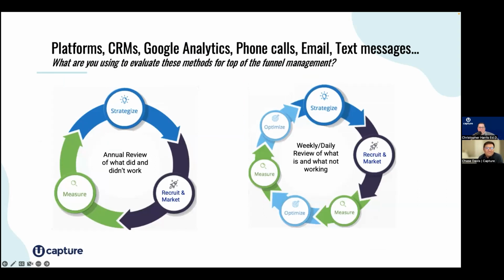Yeah. So, when you're looking at these different interactions you have, you have your platforms like us and CRMs, Google Analytics, phone calls, text messages, all this other stuff. It used to be, in May, June, July, August, we would sit down for an annual review: what worked, what didn't work. We create the strategy, we would recruit and market, and then we would measure again in May.